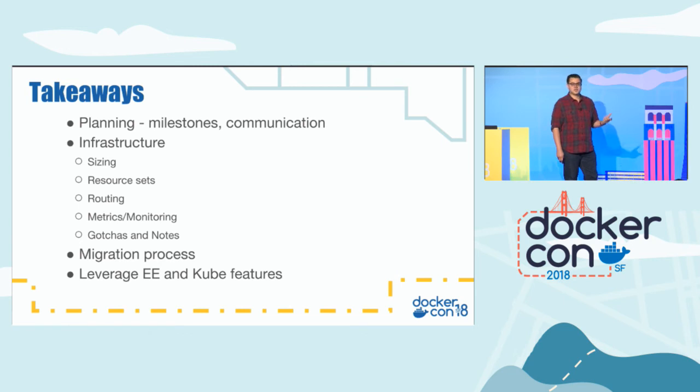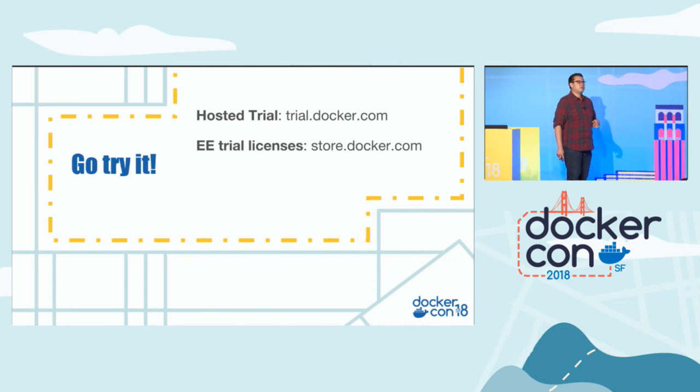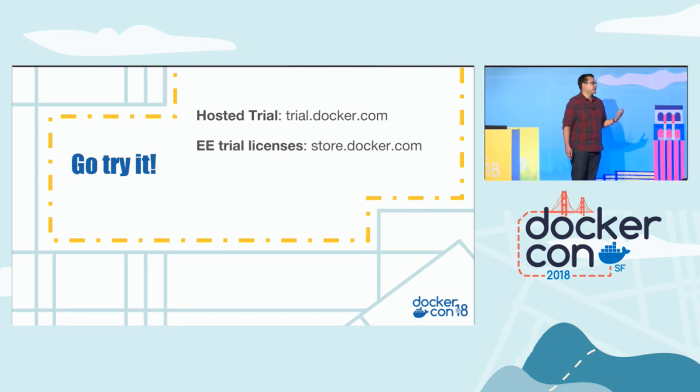And then also we encourage you to check out the new features in Enterprise Edition and Kube. So I mentioned a few of those. There's a lot more that we don't have time to cover, but please go try it out. If you have your own infrastructure, you can go to store.docker.com and get a trial license. If you just want to try this on the cloud, we have trial.docker.com, and you can go check it out. It'll spin up instances for you, and you can just play around with UCP, see how it works.